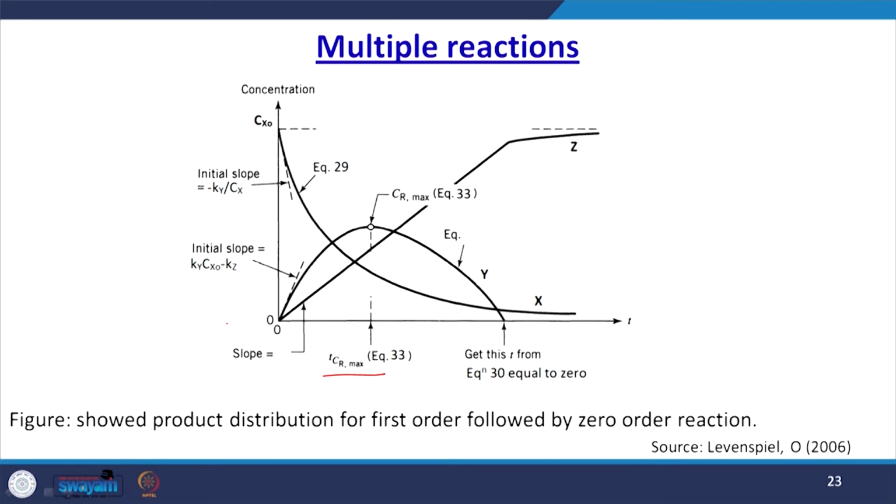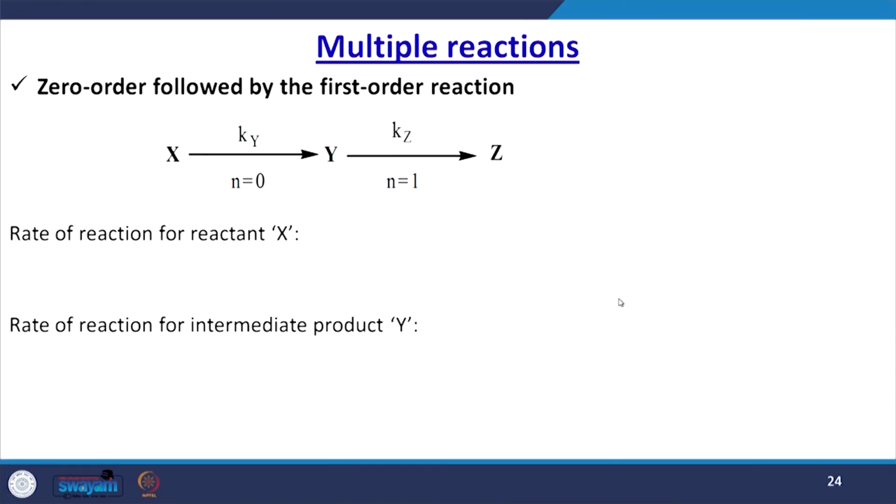Now, if we plot the product distribution for first order followed by 0th order, you can see here we have plotted this tau CR maximum, and this is the concentration profile. You can see that initially we have this with the help of equation 33, that CR maximum, and if you follow the previous equation 29, then you see that this curve is approaching the minimum value.